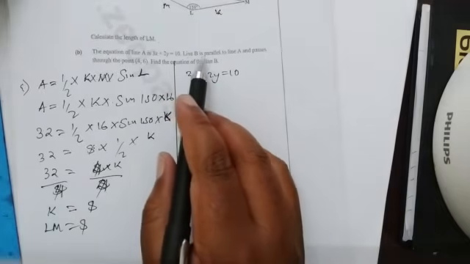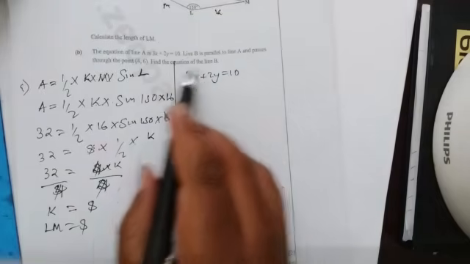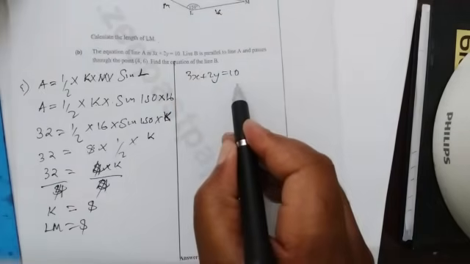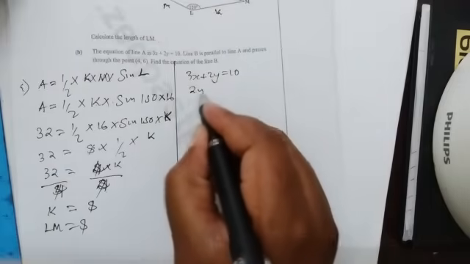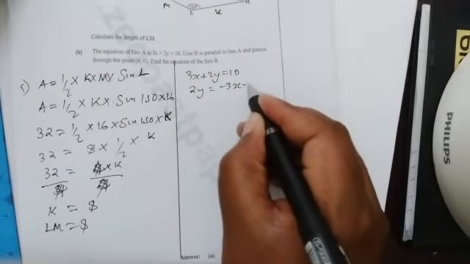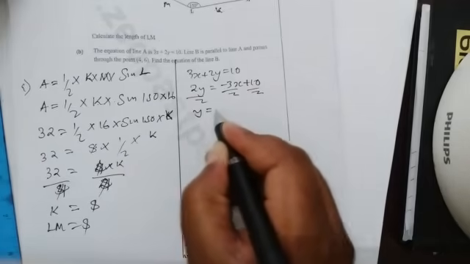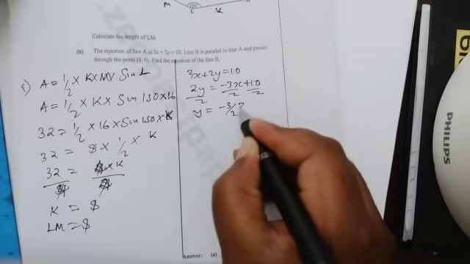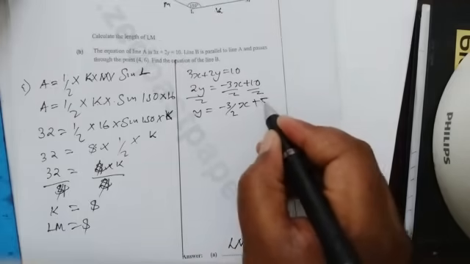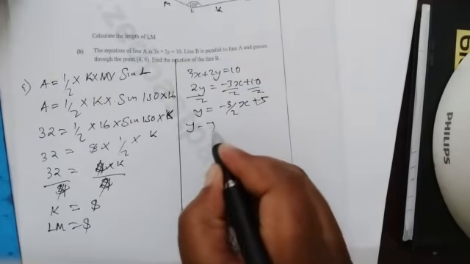B is parallel to this one, meaning that their gradients are the same. So we're going to say 2y equals negative 3x plus 10, divided by 2, divided by 2. y is negative 3 over 2 x plus 5. Now we'll apply this formula to get the equation.